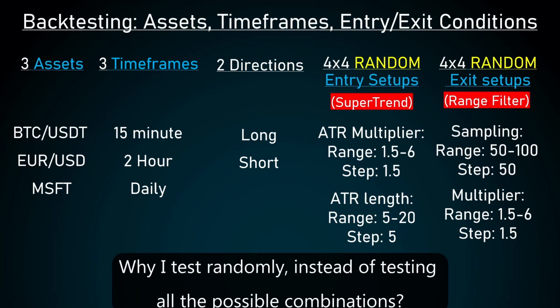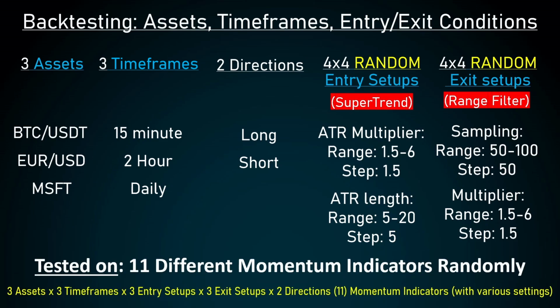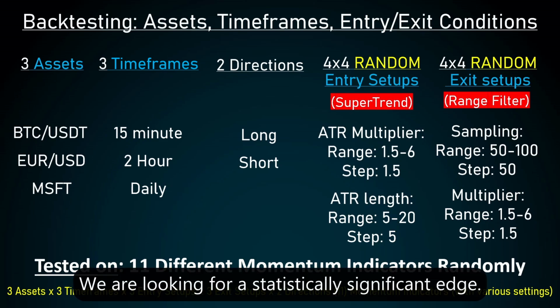But why do I test randomly instead of testing all the possible combinations? Testing all the combinations would result in hundreds of thousands or millions of combinations, which would take me weeks or even months to complete. And as we are looking for a statistically significant edge, we don't really need to test all the possible parameters if we use a random parameter choice backtesting method.